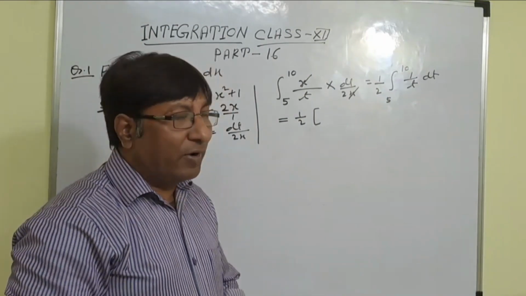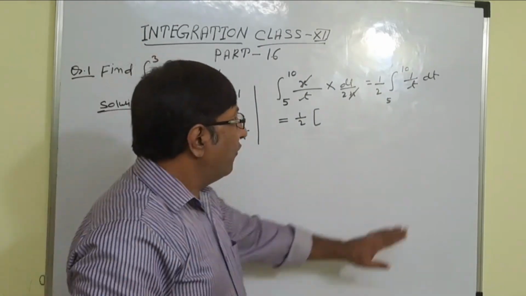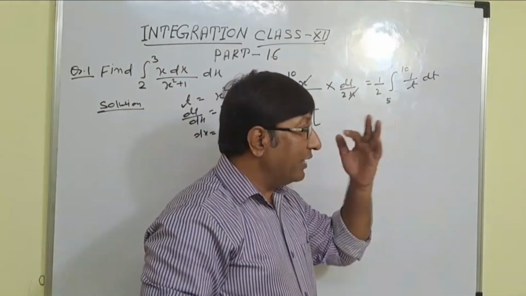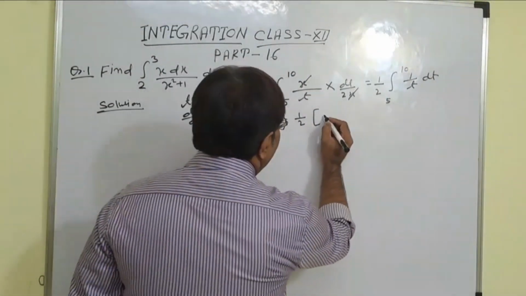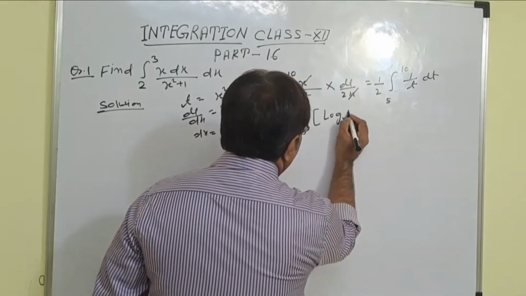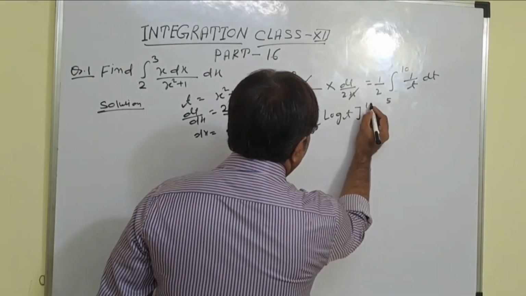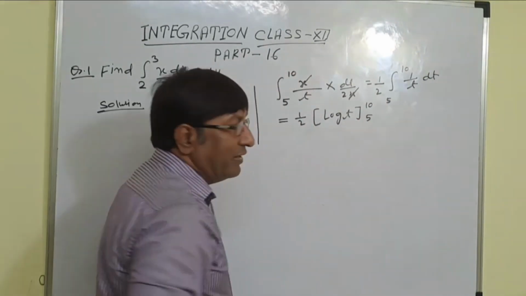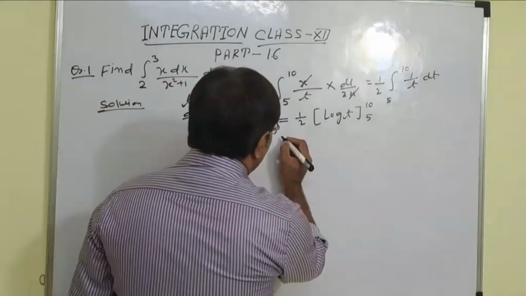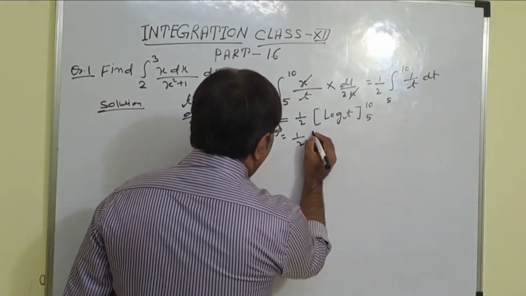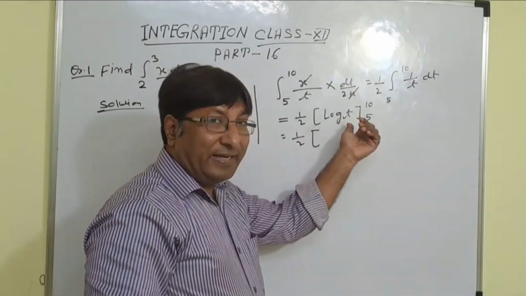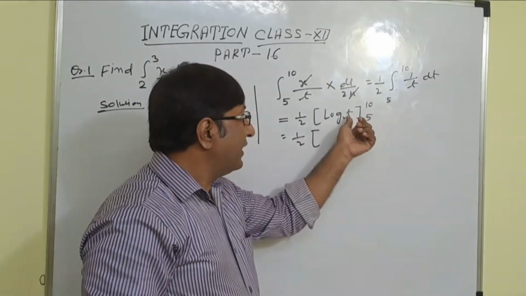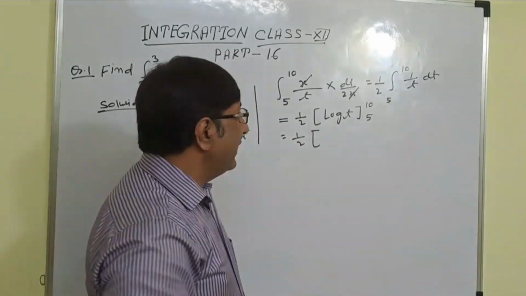Now finally, you know, half is a constant, and the integration of 1 by x dx is log x. So here the integration of 1 by t dt is log t. So we can write directly here log t. Now the upper limit is 10 and the lower limit is 5. Now the rule is, half stays half, and we put the value of the variable at the upper limit. So t equal to 10, we'll get log 10.